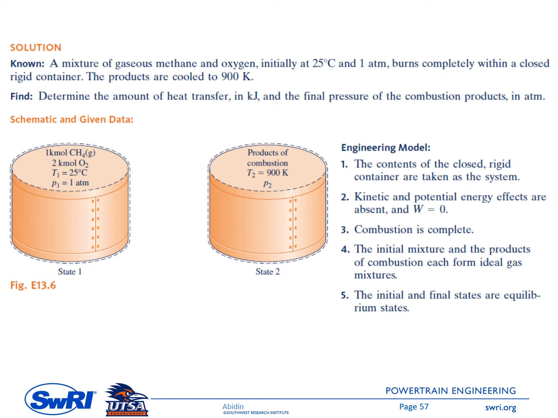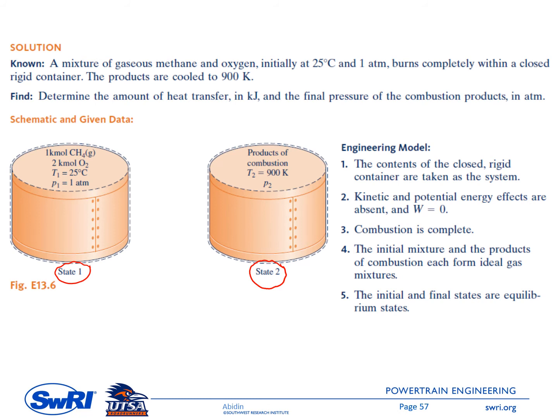Okay, this is the schematic of the system. At state 1, here we have 1 kilomole of methane, this is gaseous phase, and then 2 kilomole of oxygen at 25 degrees C and 1 atmosphere. And then at state 2, after they react, we have the products of combustion at 900 Kelvin and P2. So P2 is one of the questions here.